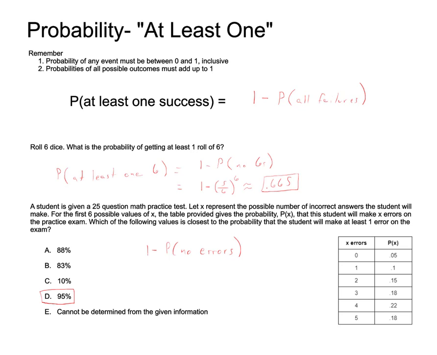D is the correct answer, and E, of course, says it cannot be determined from the given information, which, if you didn't know the simple formula, 1 minus the probability of no errors, then you may think this is true because we don't have all of the values for 6 errors through 25 errors.